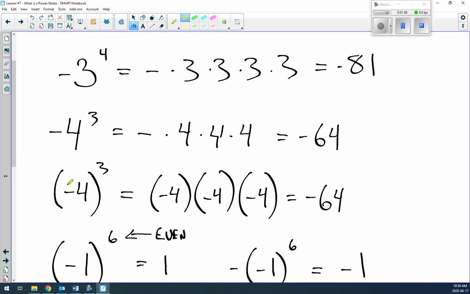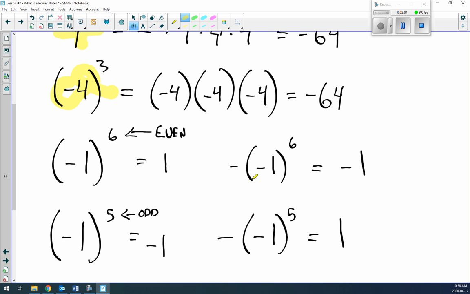Oh, look at this one. Negative 4 in brackets to the 3. Well, that's negative 4 times negative 4 times negative 4. And if you remember, a negative times a negative is a positive, and then times a negative again is a negative. So no matter which way these two are written, this one or this one, you end up with negative 64 as the answer. Well, we can base a rule on that.